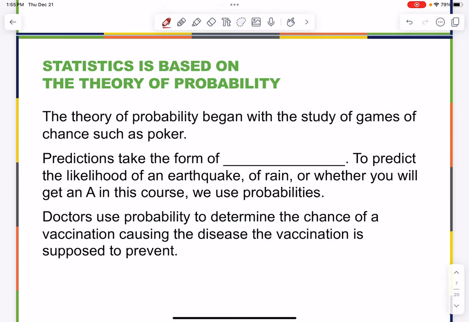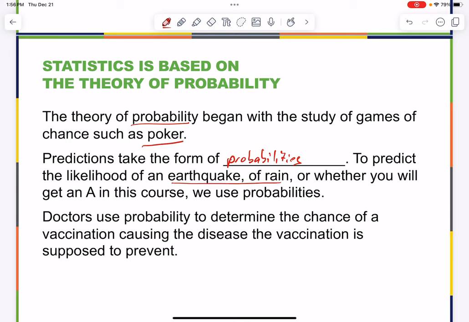Statistics is based on the theory of probability. The theory of probability began with the study of games of chance such as poker. I don't know if that's true. Maybe it is. The predictions take the form of probabilities. To predict the likelihood of an earthquake or rain or whether you will get an A in this course, we use probabilities. I think that is a bit closer to why people began to formally study probability.